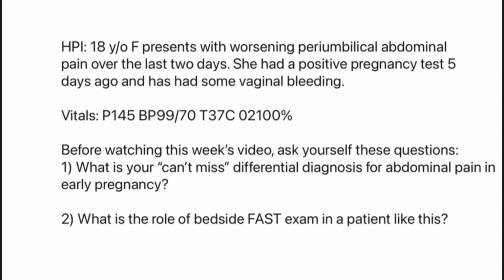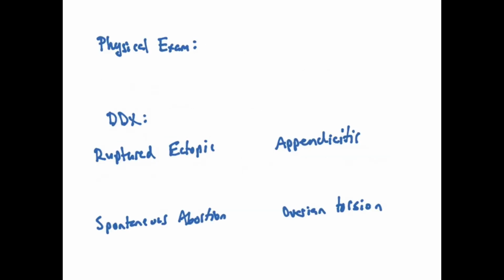I hope you had a chance to ask yourself the pre-questions for this week because they're really important. On physical exam, she's got a peritoneal abdomen. So let's talk about our differential diagnosis for this patient.